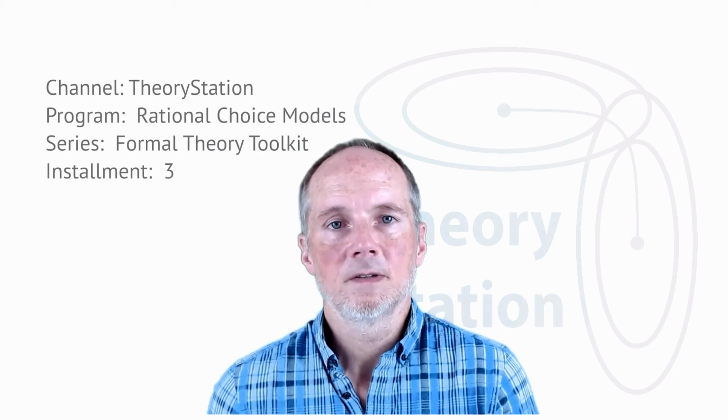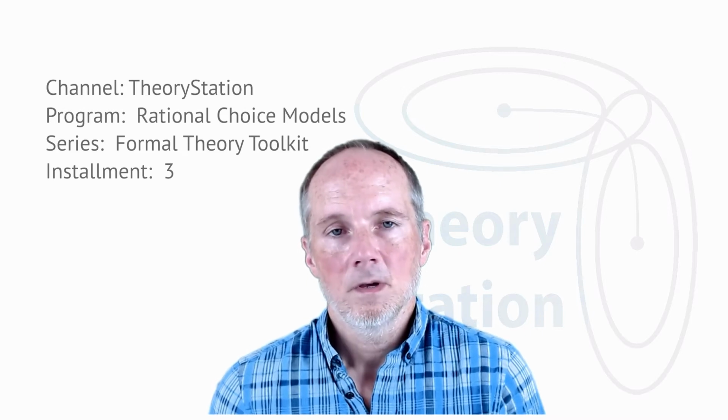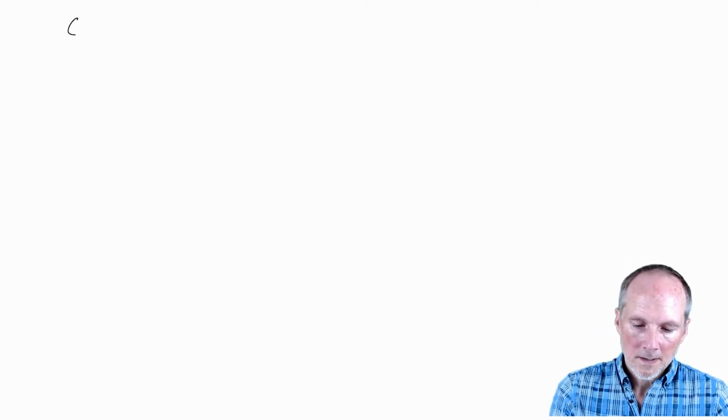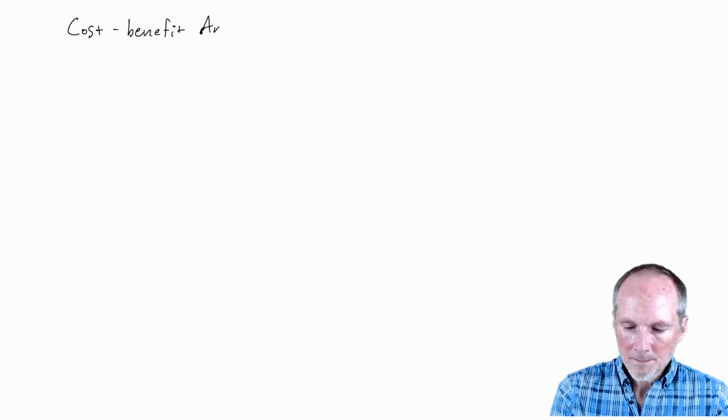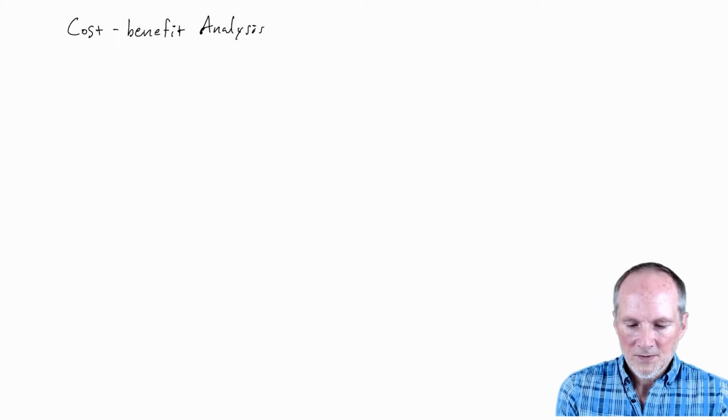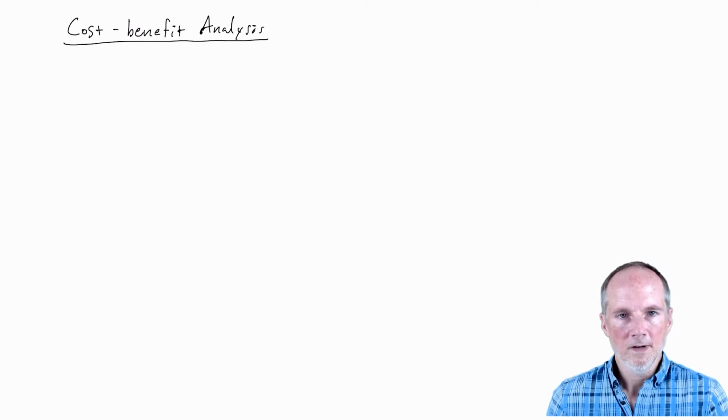This program is called Rational Choice Modeling. The series that we're on is the Basic Formal Theory Toolkit, and this is installment 3 in the series. In the last couple installments we talked about the model of preference and choice, and here we're going to really talk about a special case of that, which is cost-benefit analysis. Again, the point of this series is to cover the bread and butter models of rational choice modeling, and this is definitely one of them.